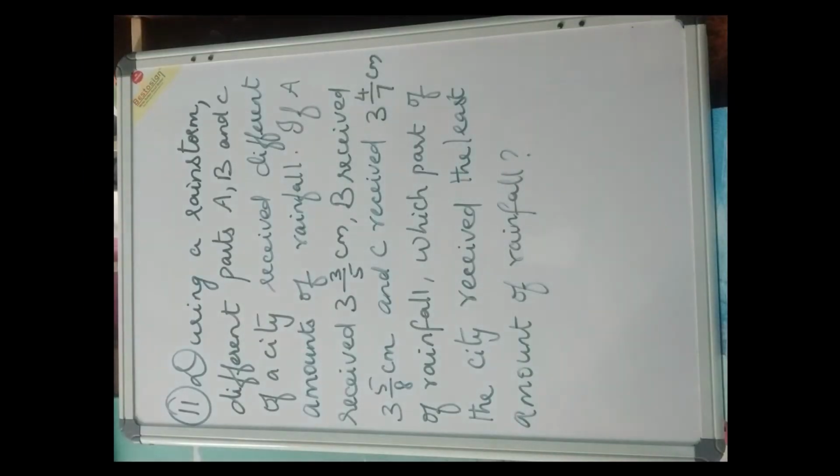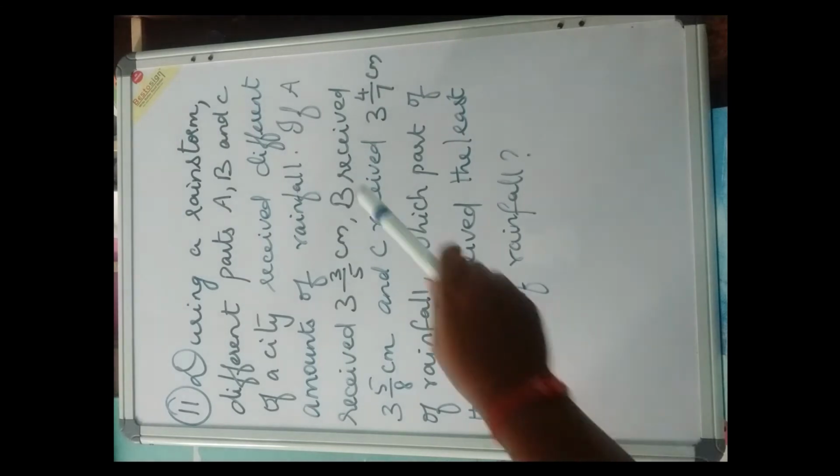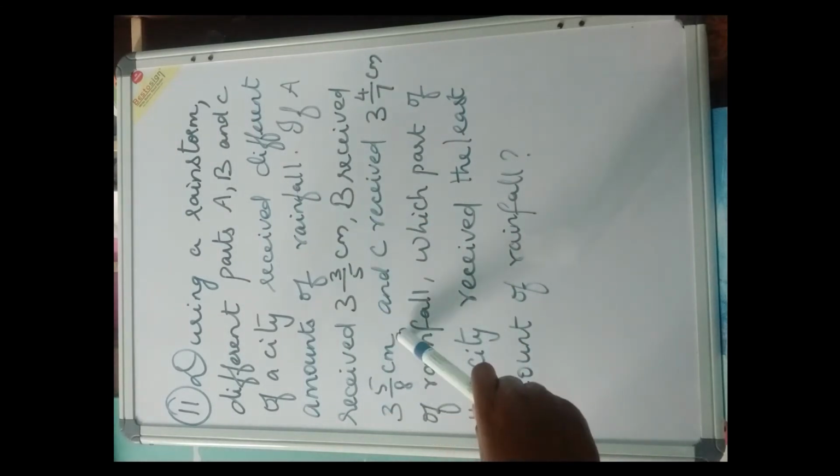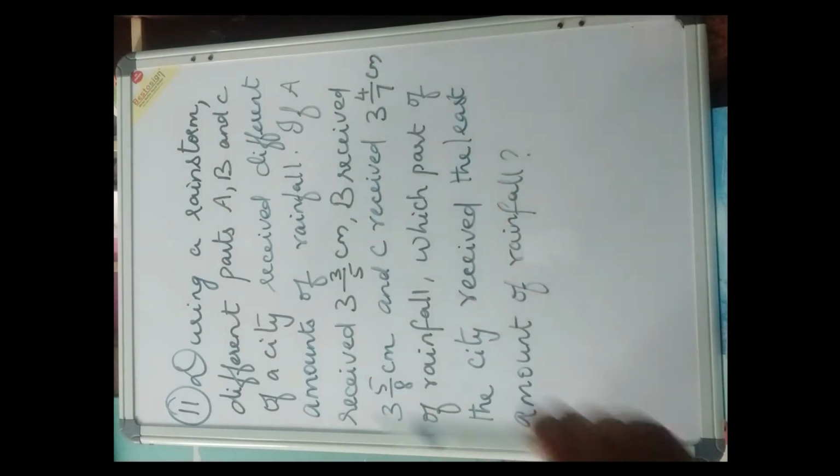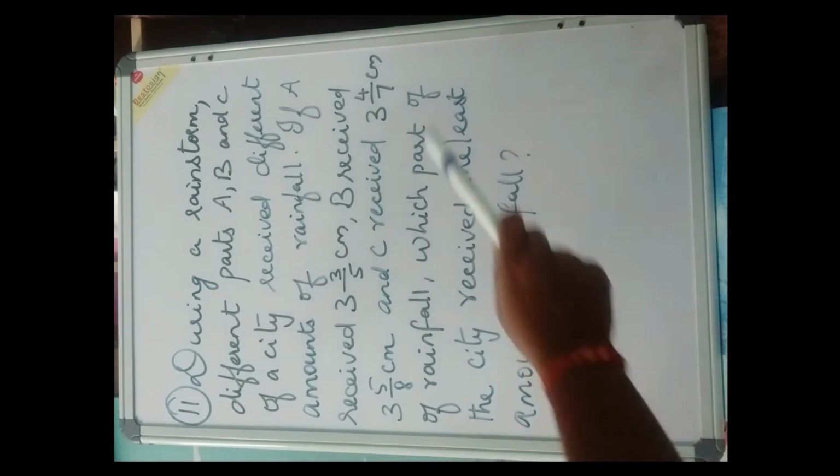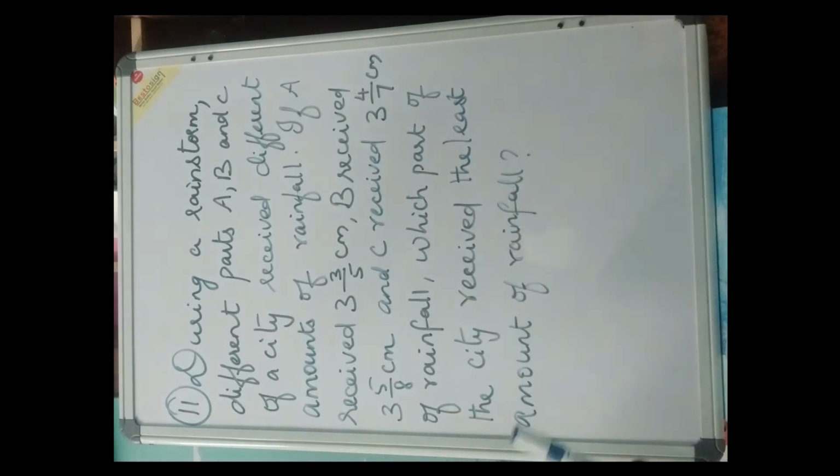Now the 11th question is, during a rainstorm, different parts A, B and C of a city receive different amounts of rainfall. If A received 3 by 5 centimeter, B received 5 by 8 centimeter and C received 4 by 7 centimeter of rainfall, which part of the city received the least amount of rainfall? So this is the question they have asked.